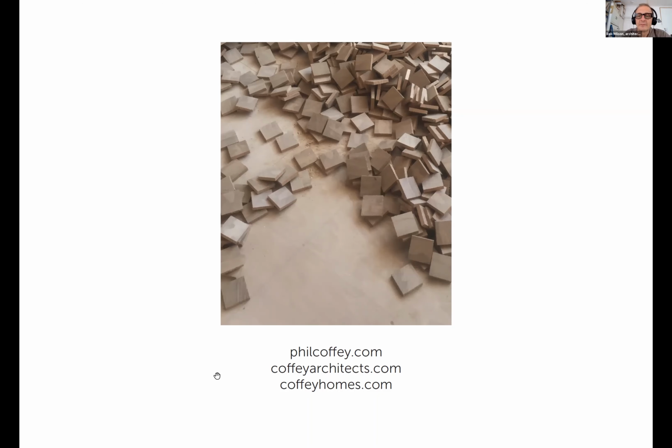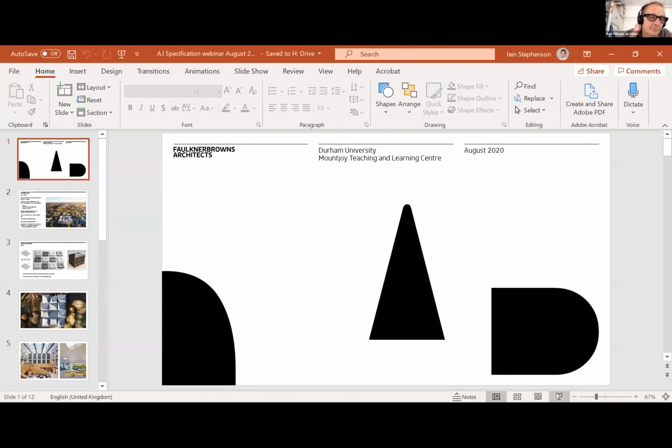Great. Thank you very much, Phil. And we'll probably go straight on to the next presentation. So I'll ask Ian Whittle and Ian Stevenson of Faulkner Brown Architects, who are going to be talking about the Lower Mountjoy Centre in Durham. So, yeah, I'll pan over to you.